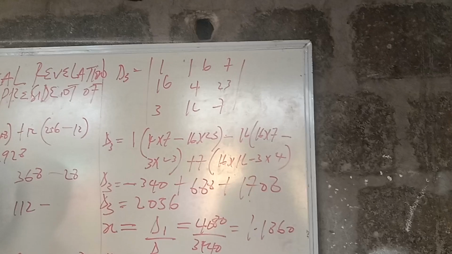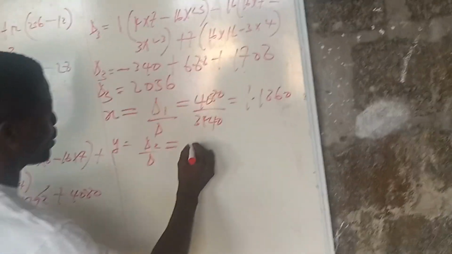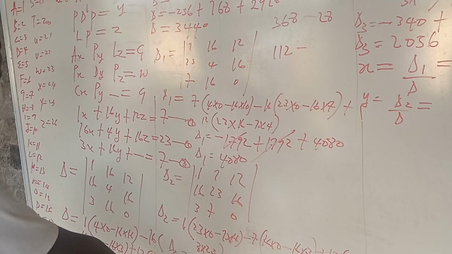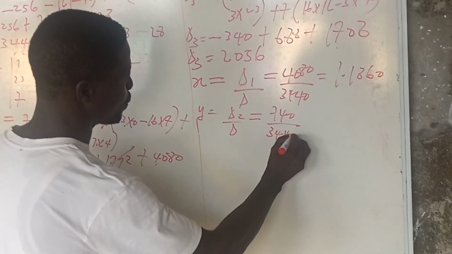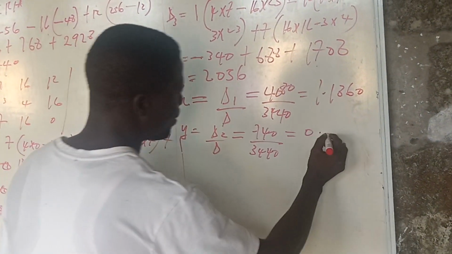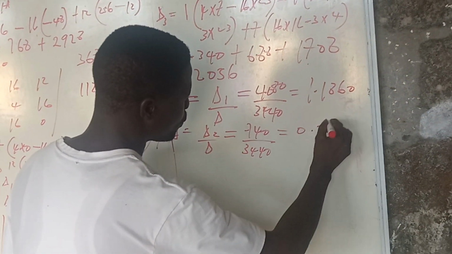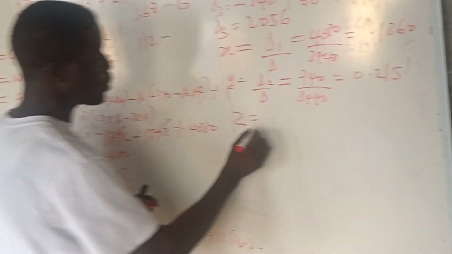What about our Y? Our Y is data 2 all over data. And that is equal to what? Data 2. Yes, sure, data 2. 740. That's 740 over 3440. We give us what now? 0 point what? Please be fast. 0.2151. Alright. Then Z now is equal to what?